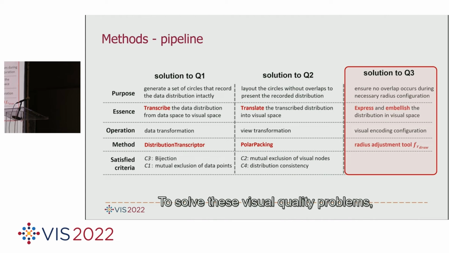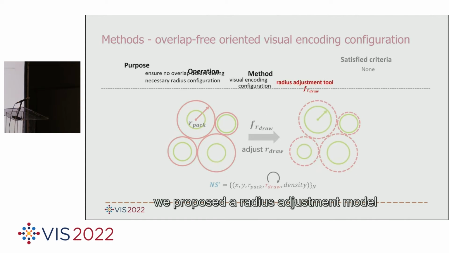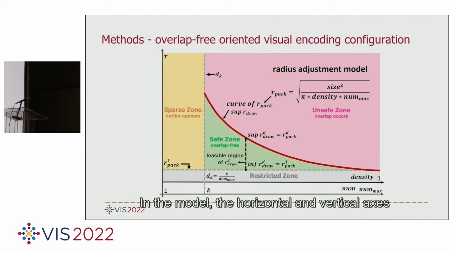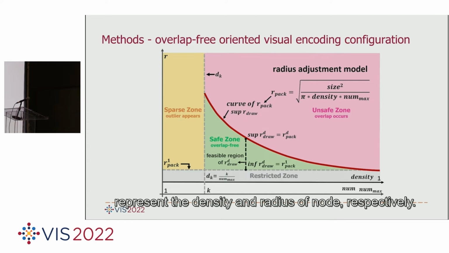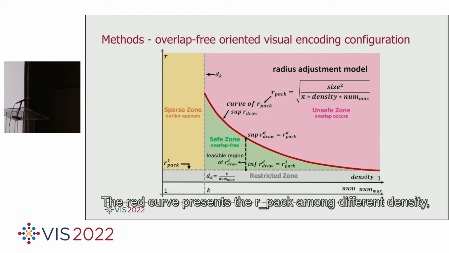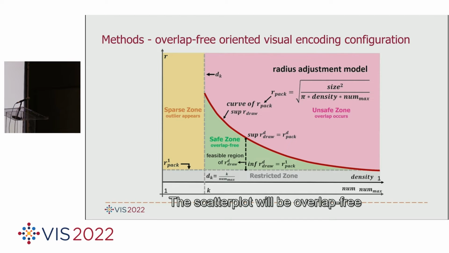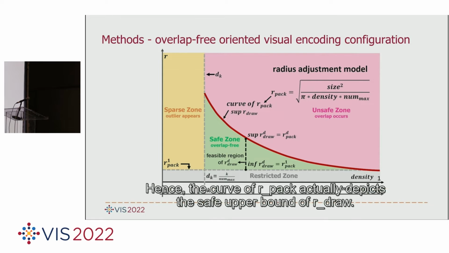To solve these visual quality problems, we proposed a radius adjustment model and developed a radius adjustment tool based on the model. In the model, the horizontal and the vertical axes represent the density and the radius of node respectively. The red curve presents the RPAC among different densities, which is computed by the formula in the upper right corner. The scatter plot will be overlap-free if the RDraw of all nodes is lower than its RPAC. Hence, the curve of RPAC actually depicts the safe upper bound of RDraw.